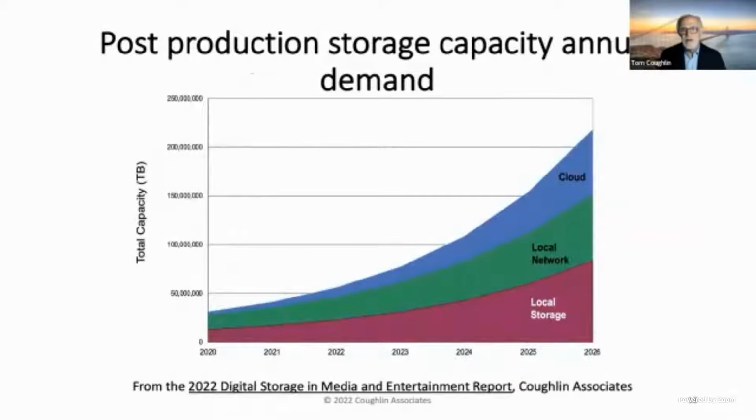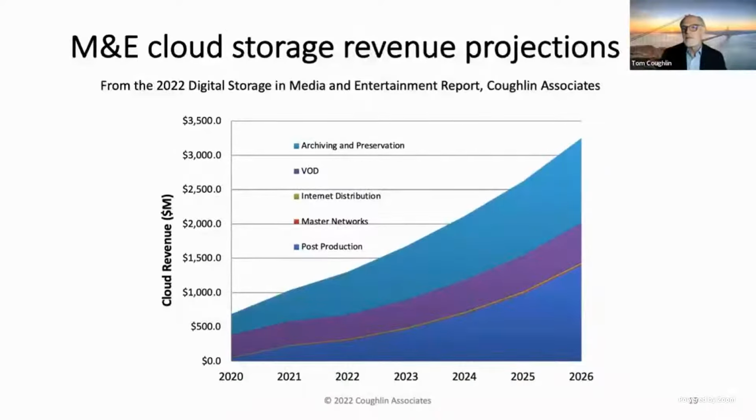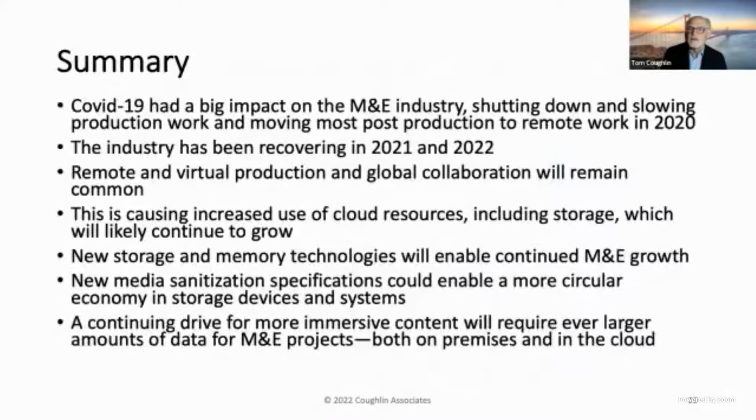That's the annual number. Post-production work began recovering also in 2021, as we mentioned. Higher resolution, higher frame rates, and multi-camera projects are going to drive the growth of all storage for post-production to close to 220 exabytes by 2026. You can see that includes cloud, local network storage, as well as local direct attached storage. Collaborative and remote work are driving the use of the cloud for media and entertainment workflows. We believe that this will grow in the coming years, increasing from about $1.5 billion in 2022 to about $3.2 billion by 2026.